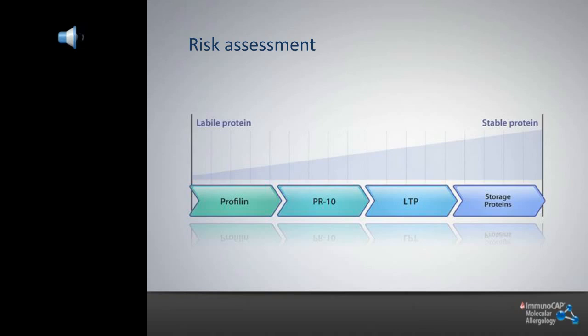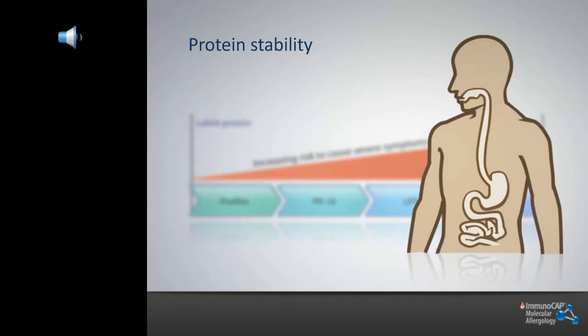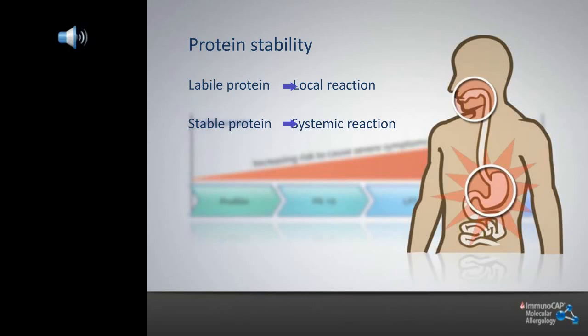Whereas lipid transfer proteins and storage proteins are much more stable proteins, so IgE against these sets of proteins is much more important, and so there's an increased risk of reaction. A labile protein is less likely to get to the stomach and cause a systemic reaction, whereas a stable protein is much more likely to get through and cause a systemic reaction.